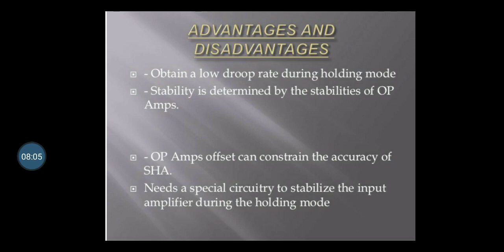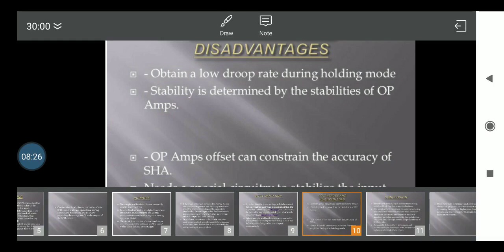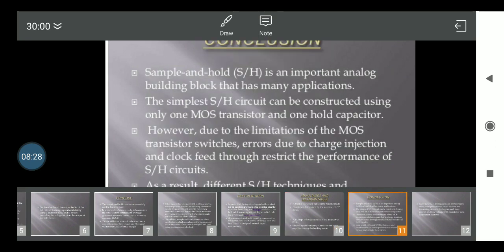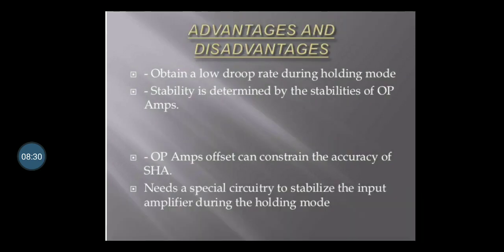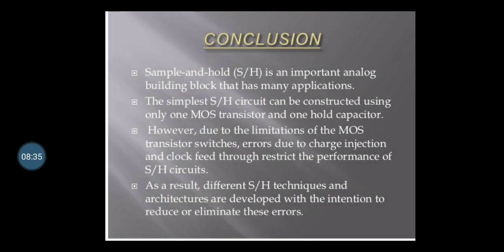So, disadvantages. Also it obtains a low droop rate during holding mode. Stability is determined by the stability of the op amp. So op amp offset can constrain the accuracy of the SHA. It needs special circuitry to stabilize the input of the amplifier during the holding mode.